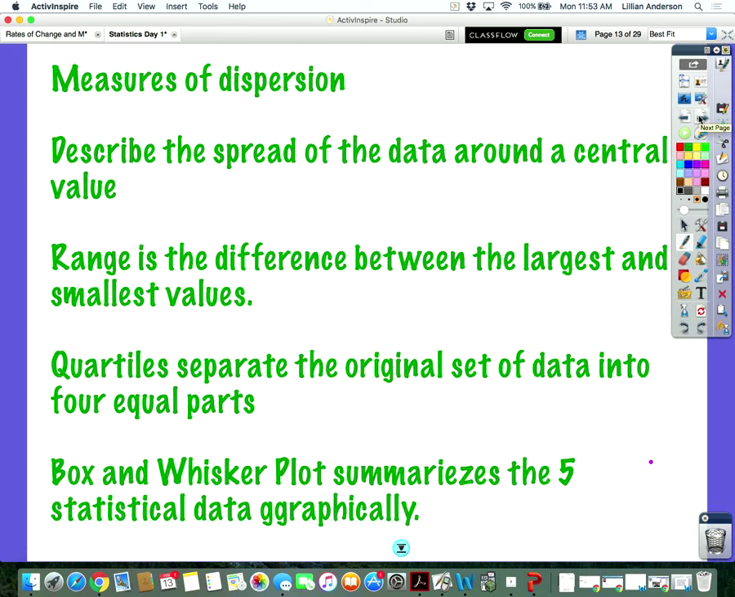Now, the last little bit that we'll talk about today are measures of dispersion. We talked about this already when we were referencing our normal distribution curves. They describe the spread of the data around the central value, aka the mean. Range is the difference between the largest value and the smallest value. So if they ask you to find the range, you just do max minus min.